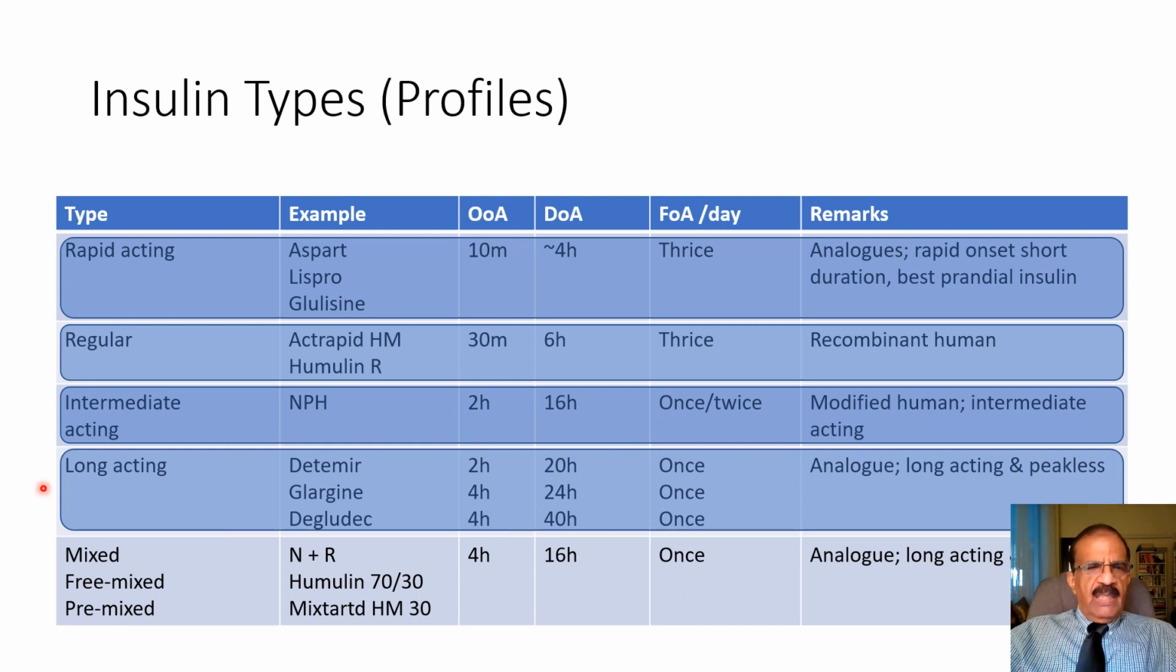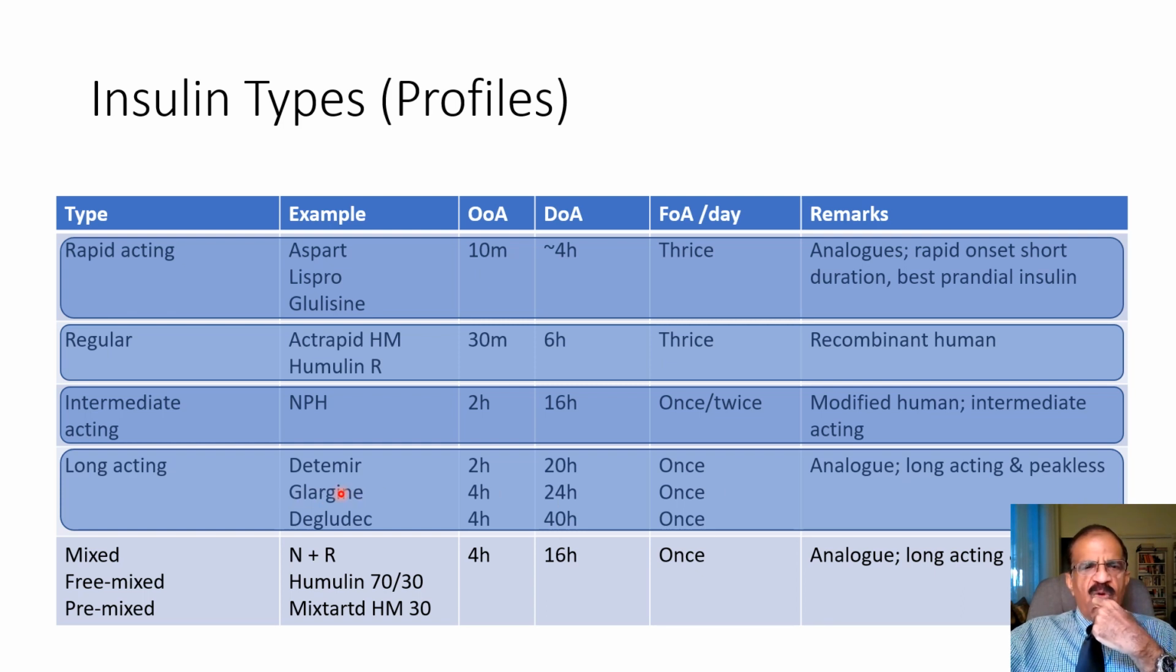Then we have long acting, and there are three examples: Detemir, Glargine and Degludec. These are all insulin analogs. The onset of action is from 2 to 4 hours. Duration of action is from 20 to 40 hours. Now look at this Degludec. It works for 40 hours. And they're all given once a day. They are analog and long acting and peakless. This is very important because it is the peak of insulin which corresponds with hypoglycemia. So these insulins, the newer insulins, are peakless.